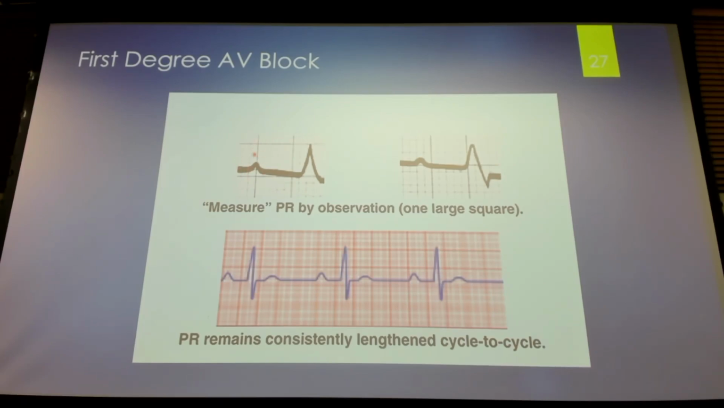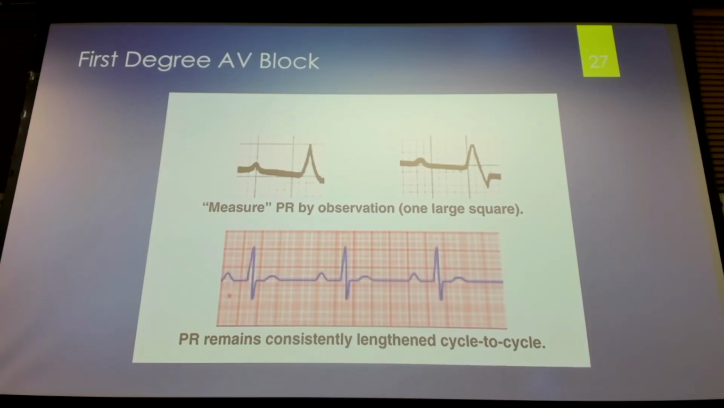Remember, PR interval is the beginning of the P to the beginning of your QRS complex. Your PR interval should not be greater than 1 big box or 5 small boxes. If it is, it's considered prolonged, and it's going to be consistently prolonged in our first-degree AV block. So here, from the beginning of our P to our QRS complex is about 6 boxes. The same thing here.